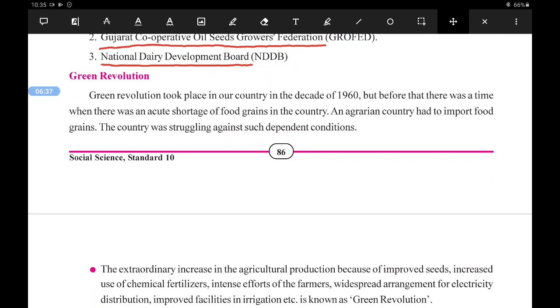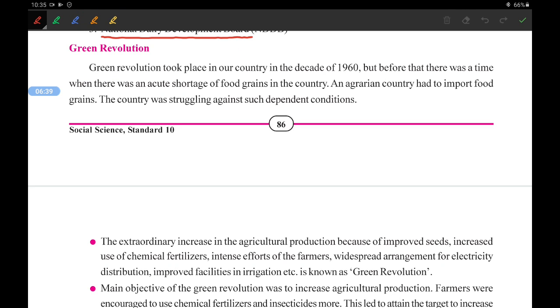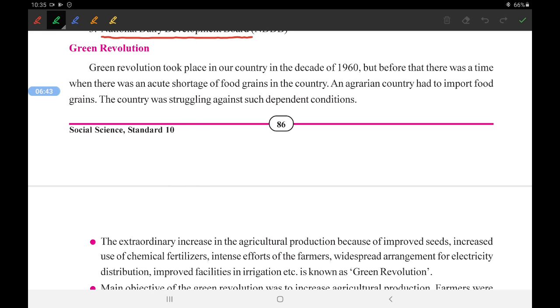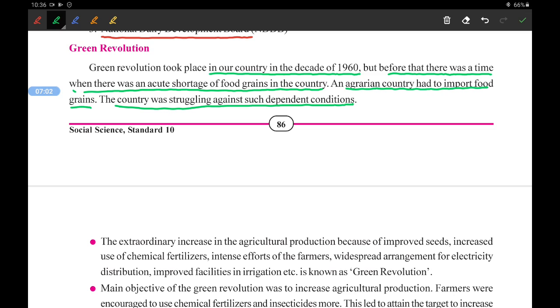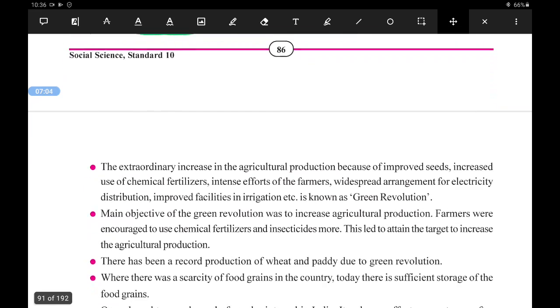Next we are going to study the Green Revolution. The Green Revolution took place in our country in the decade of 1960, but before that there was a time when there was an acute shortage of food grains in our country, and the country had to import food grains. Why? Because we were not self-dependent in it. The country was struggling against this dependent condition.